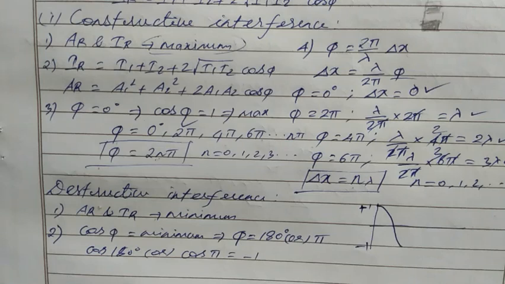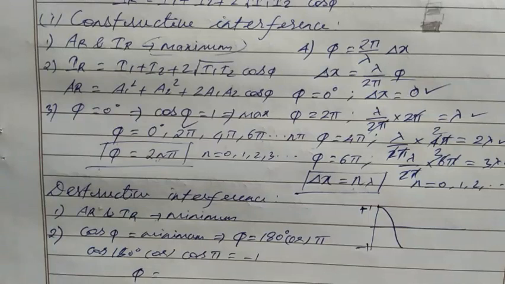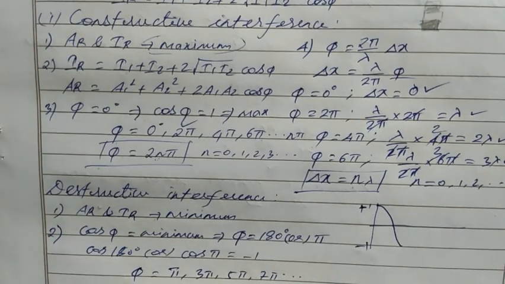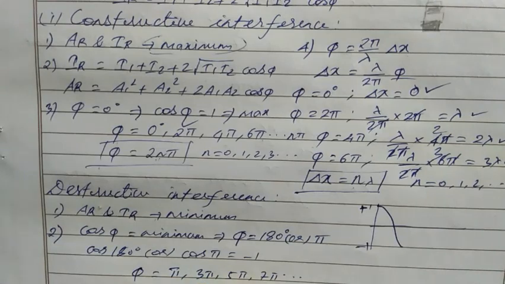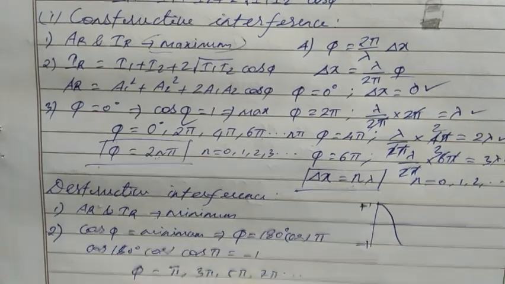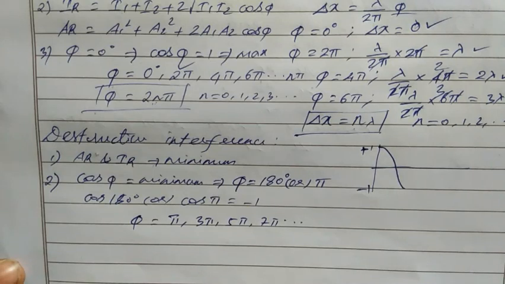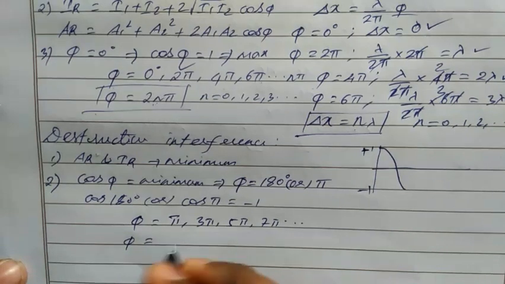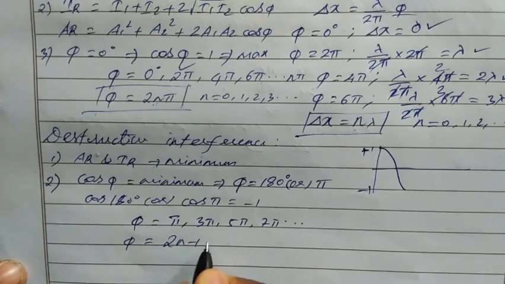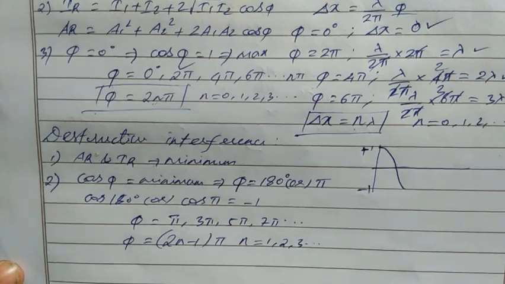Now substitute the value for phase difference. We have phase difference phi equal to pi, 3 pi, 5 pi, 7 pi, like that it goes on. So here pi, 3 pi, 5 pi, 7 pi, all the value is -1. That is minimum value for cos. Then how can we write it? We can write it as phi equal to 2n minus 1 into pi, where n starts from 1, 2, 3, like that it will go on.